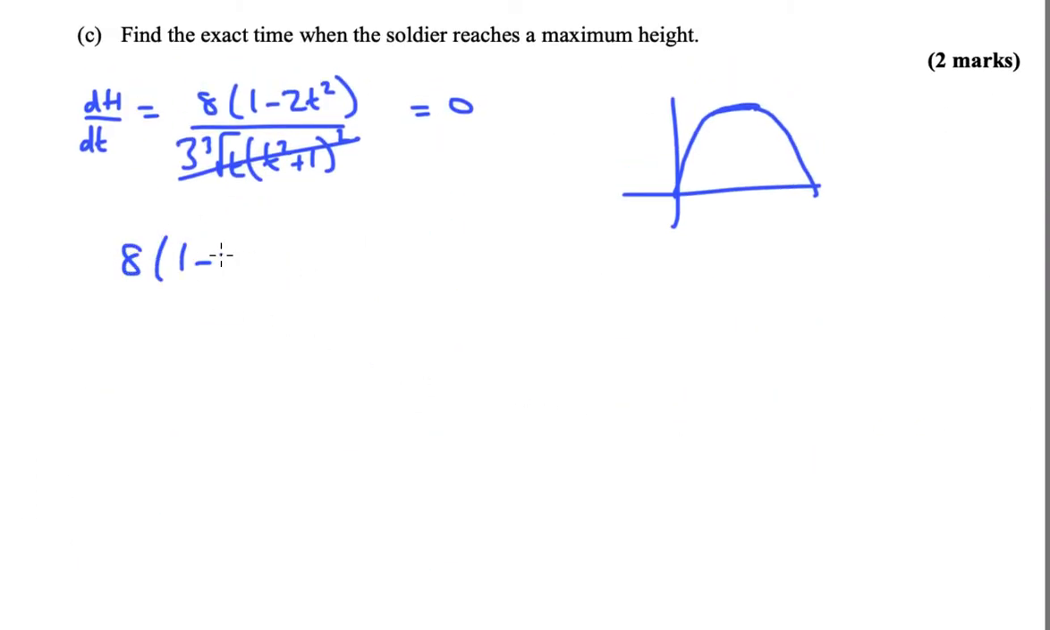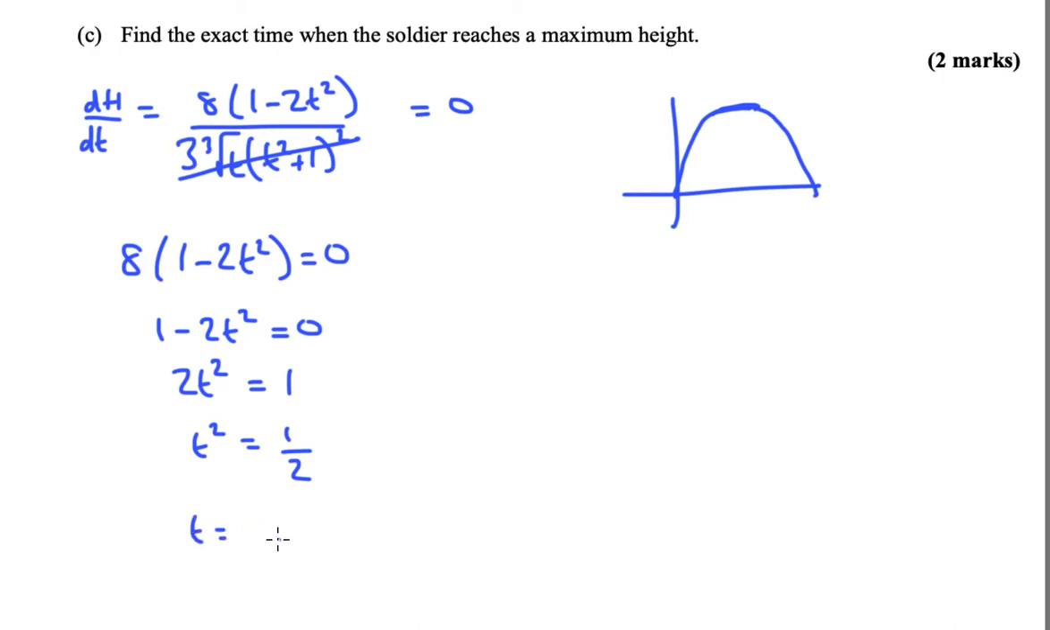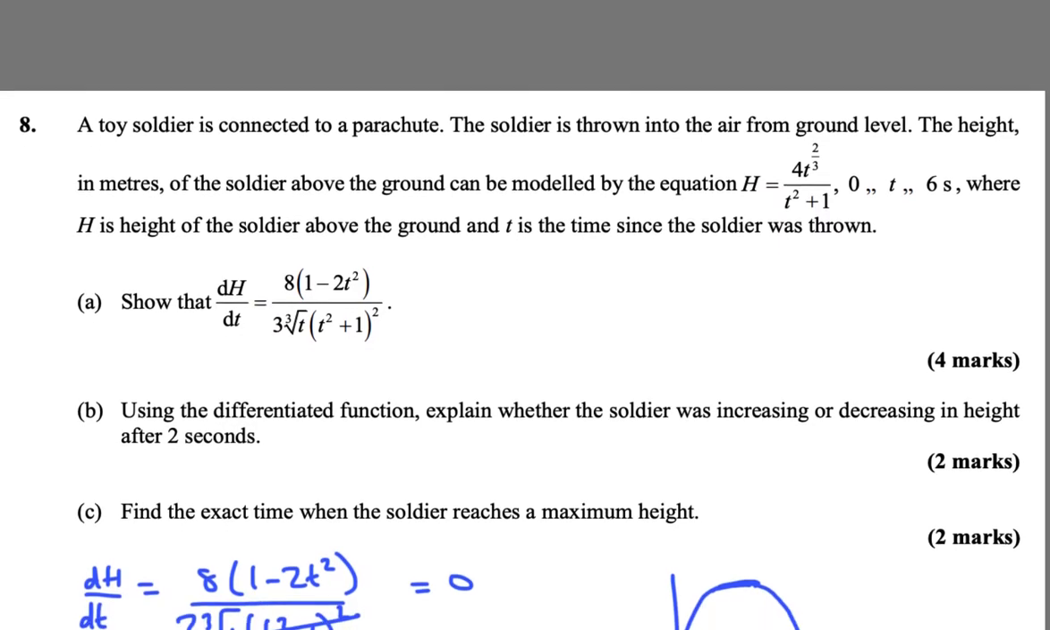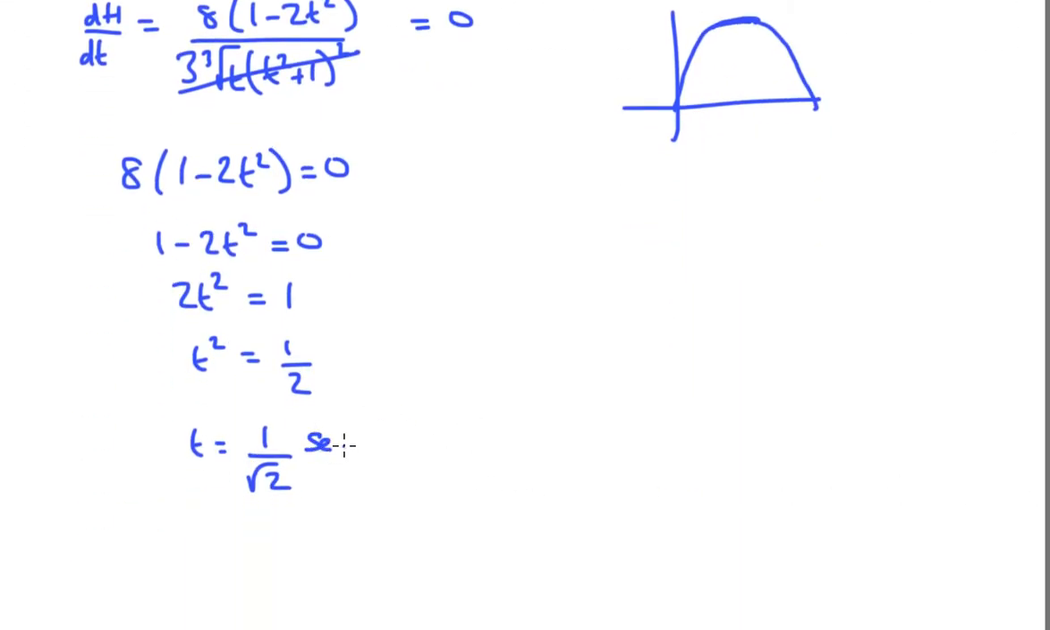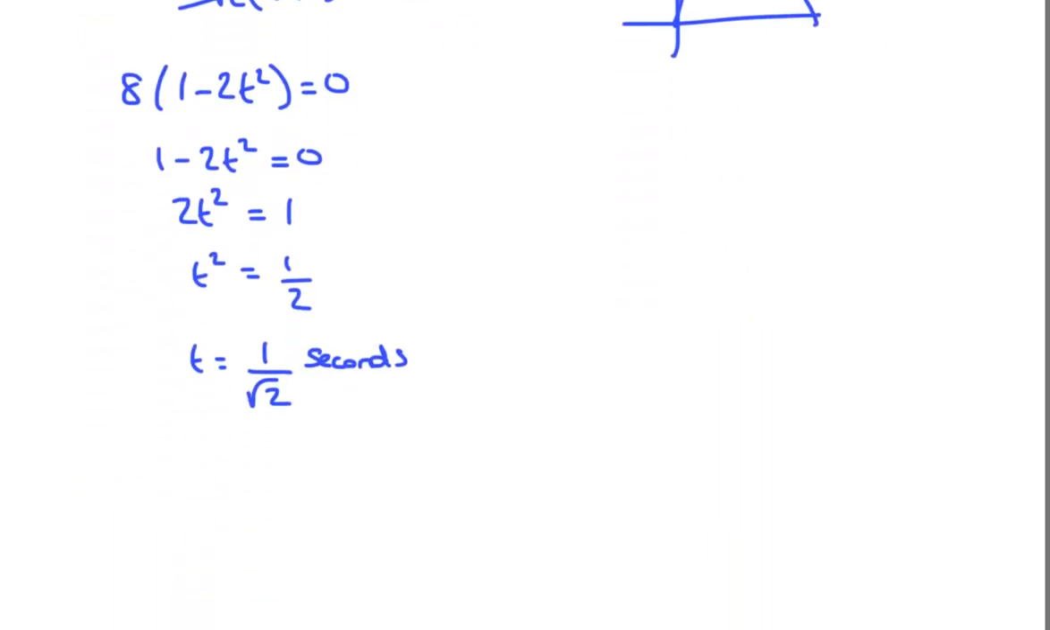So I can divide by 8, move the 1, and square root. So it will be when t is equal to 1 over root 2. Notice it has to be positive because it's time. And we should put a unit. This will be in seconds. I think it asks for the exact. Yeah, find the exact time. So its exact time is 1 over root 2 or root 2 over 2.